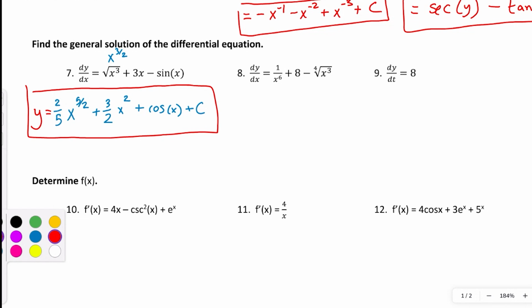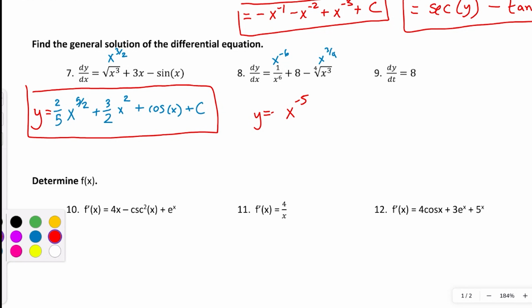For number 8, we've got y equals, and just like I did over on the last problem, I'm going to rewrite this as x to the negative 6th, and I'm going to rewrite this other term as x to the 3/4, just so I can look at it a little bit easier. So when I go to integrate this expression, I'm going to increment the exponent. Negative 6 plus 1 is going to be negative 5. And then multiply that term by the reciprocal of that new exponent. So that'd be negative 1/5.